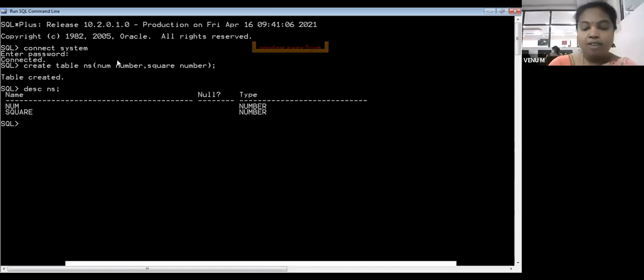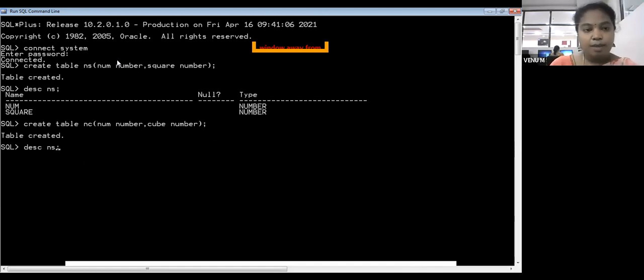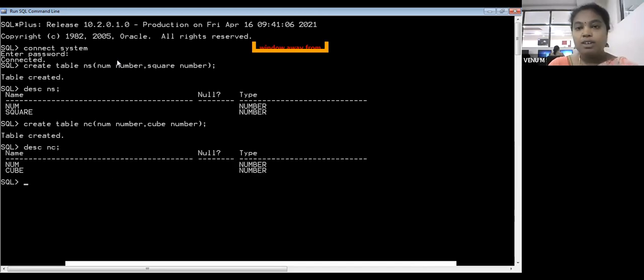At the same time, you have to create one more table, which is nothing but the cubes table. It also has first the number, after that we have to calculate the cube. Cube is also a number. Just see this. These are the two tables, right? NC is num cube. Now we have to insert the values into those two tables.